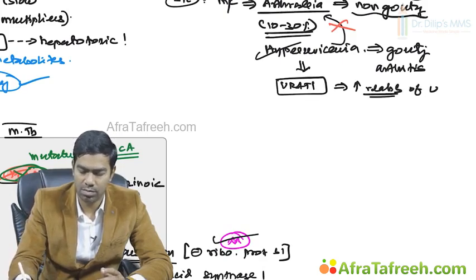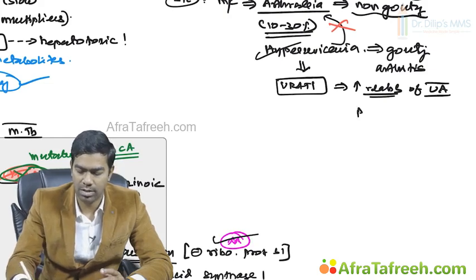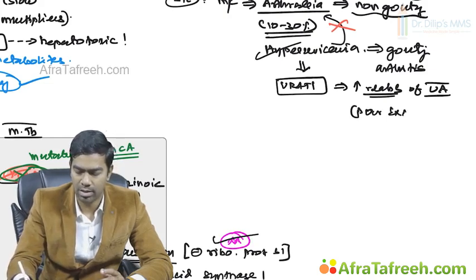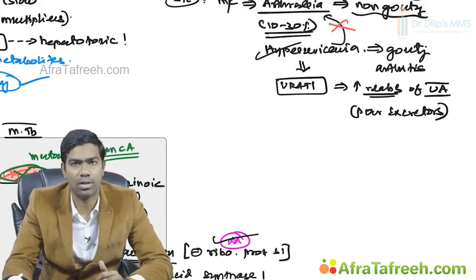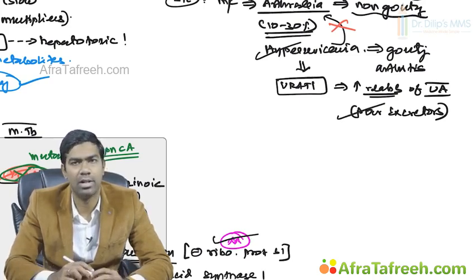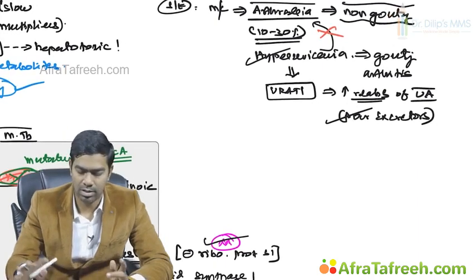Increase reabsorption of uric acid, which means it's a poor excretion. Because whenever you talk about hyperuricemia, which we'll discuss in rheumatology, there are 2 types of hyperuricemic patients. One is called overproducers and second is underexcretors. Pyrazinamide will result in underexcretion of uric acid. Clear? By increasing the reabsorption of this uric acid through URAT1. Clear? So these are the ideas.